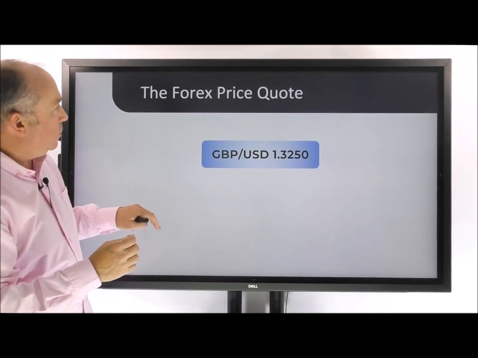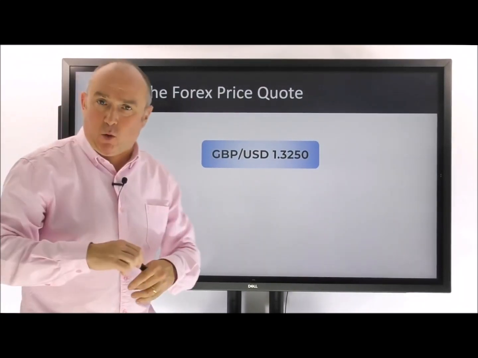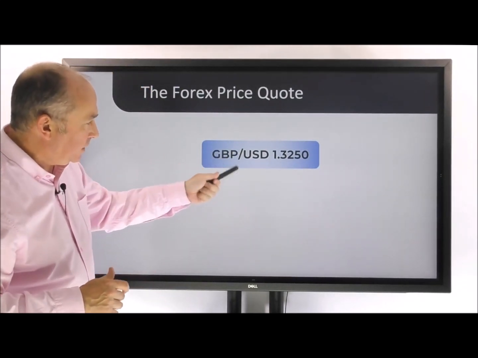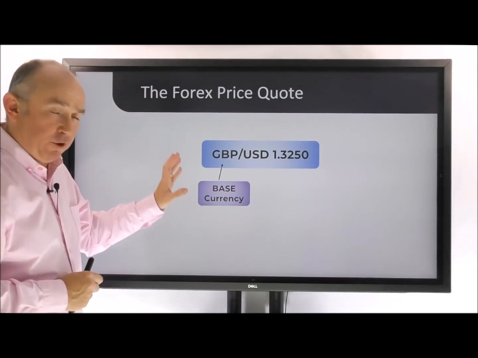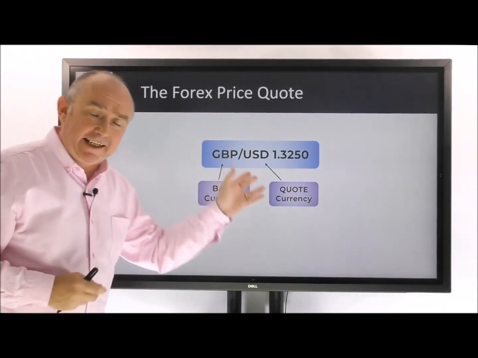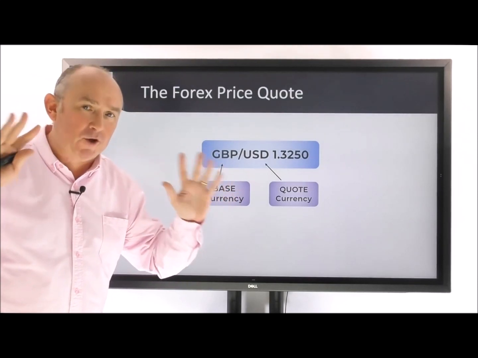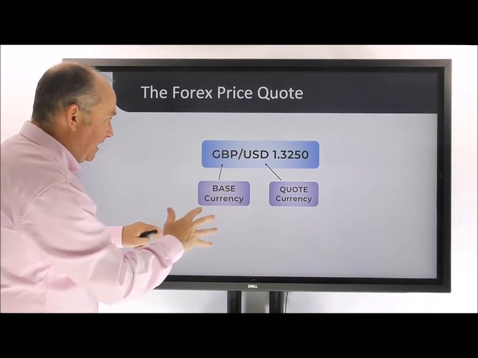Now I want to talk to you about the Forex price quote. So here is a typical price quote. Here you've got the GBP versus the USD. This is the Great British Pound versus the US dollar, 1.3250. Now the first currency in the quote is known as the base currency. The second currency in the quote is known as the quote currency. Don't worry too much about that at this juncture. But the first currency is the base, second is the quote.